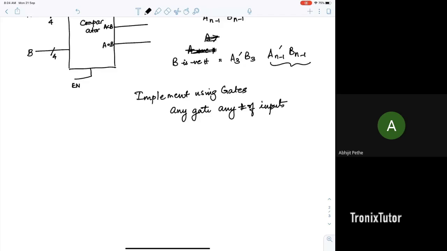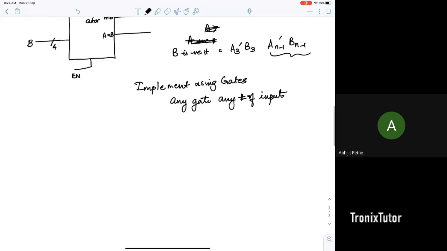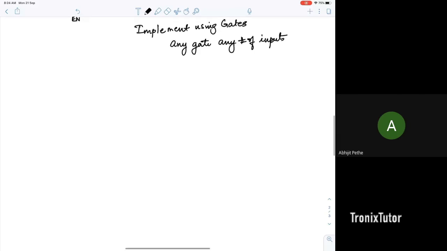If there are no questions on the comparator, let's look at the next MSI component, which is a very, very, very important component. It is extremely important because I think it is one of the most used MSI components across any digital system, and it's called a decoder. And why is that so?